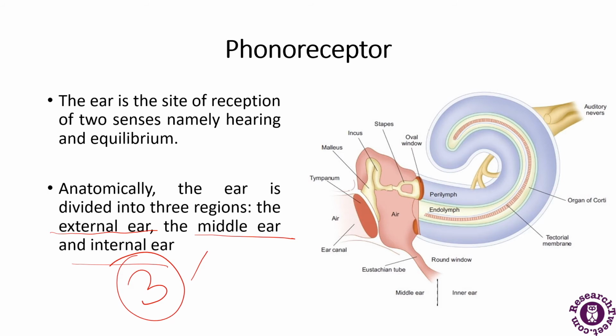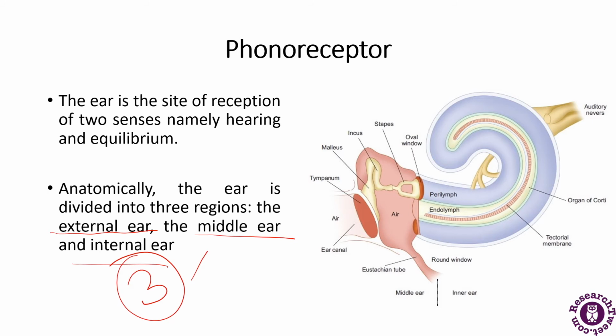The middle ear is a small air-filled cavity in the temporal bone, and it is separated from the external ear by the eardrum. This was about the middle ear. The middle ear consists of three ossicles, that is malleus, incus, and stapes, which are attached to one another.